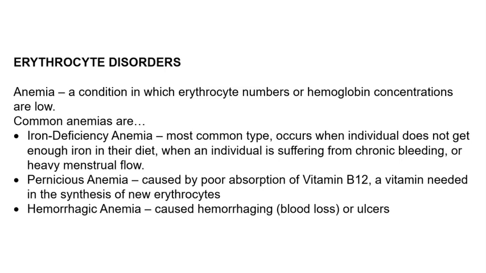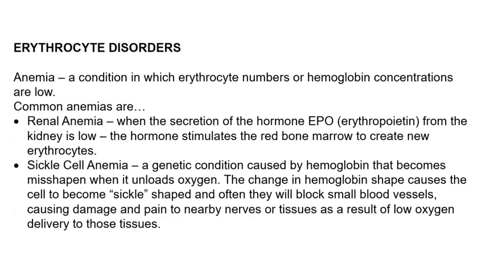Hemorrhagic anemia is caused by hemorrhaging or massive blood loss and trauma, or it can also be caused by ulcers or other chronic bleeding conditions. Renal anemia is caused by low secretion of a hormone called erythropoietin from the kidneys. This hormone stimulates the red bone marrow to create new erythrocytes.